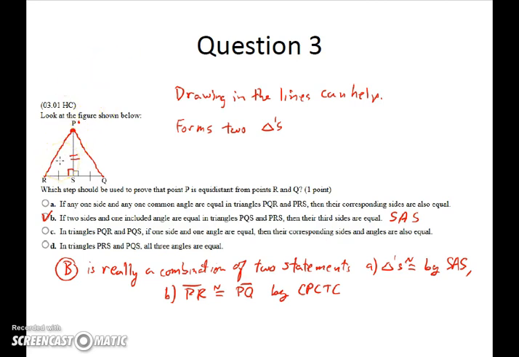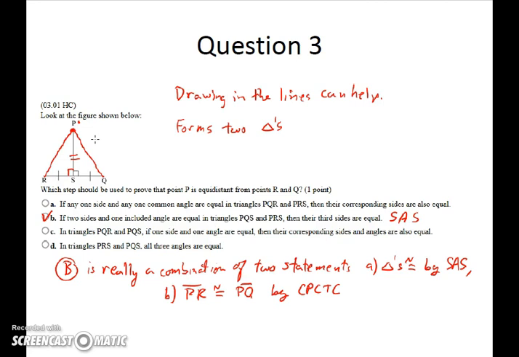Okay, PRS and PQS are congruent by side-angle-side, and therefore we can say that segment PR and segment PQ, which actually weren't originally drawn in the first place, are congruent by CPCTC. Therefore, the last step would be that P is equidistant from R and Q, by definition of congruency.